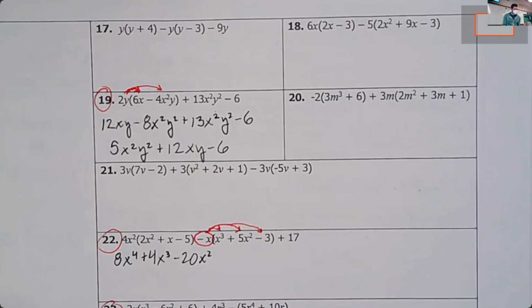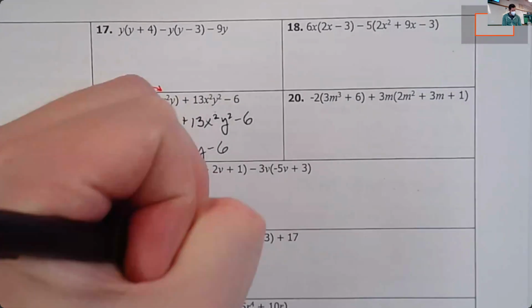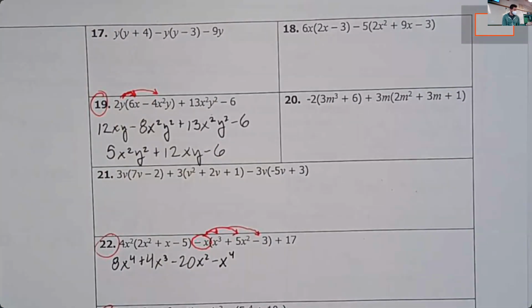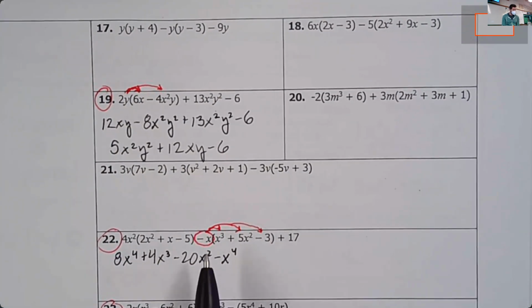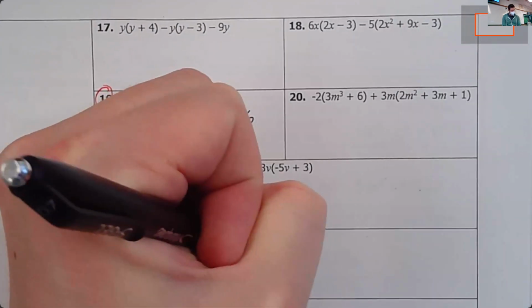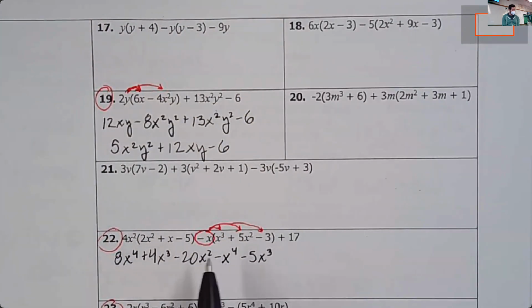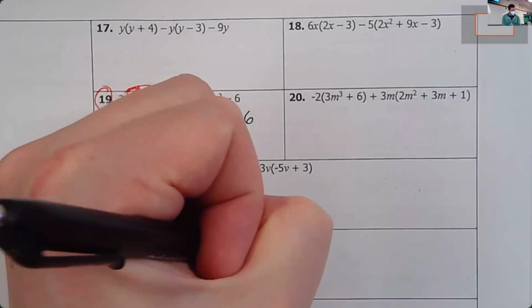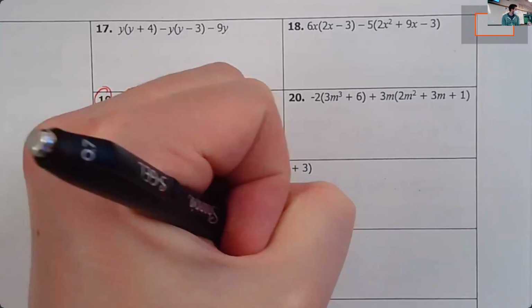Negative x times x to the 3rd would be a minus x to the 4th power, or minus 1x to the 4th. Negative 1 times 5 is negative 5. X times x squared is x to the 3rd. Negative 1 times negative 3 is positive 3 with an x.